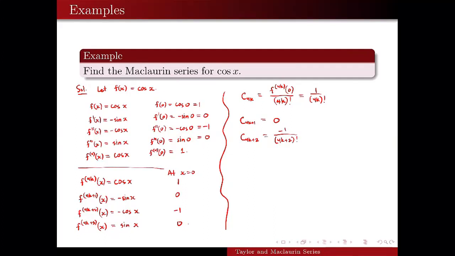Sir, where did you get the f of 4k from? It's the pattern coming from here. The 0th derivative, the 4th derivative. The next time that this cosine x will appear is on the 8th derivative, and the next time will be on the 12th derivative. So the pattern will be 4 times any k.